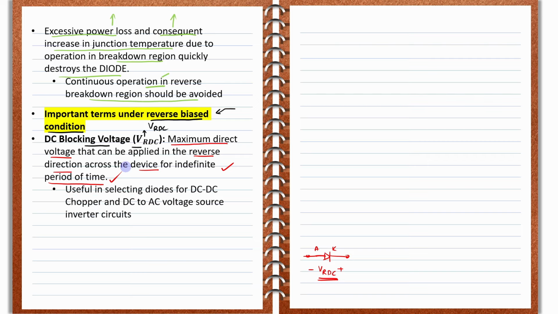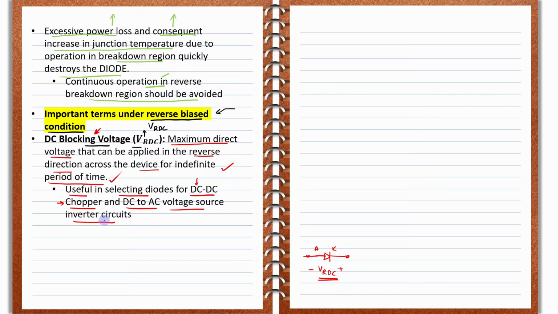Now, why is this term important? This term is basically useful in selecting diodes for DC to DC choppers and DC to AC voltage source inverter circuits. Some of these terms you might not be able to understand now, but when we go through all these topics and you come back here, you will be able to understand these things properly. Anyway, for the time being, you should just remember that this term is useful in selecting diodes for DC to DC choppers and DC to AC voltage source inverter circuits.